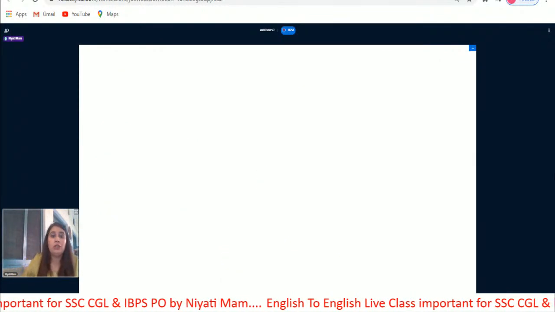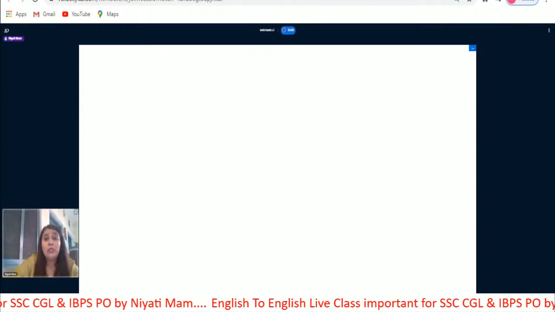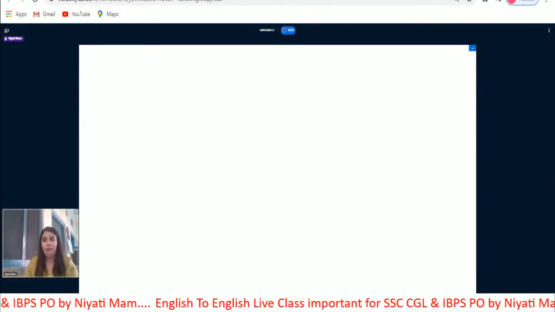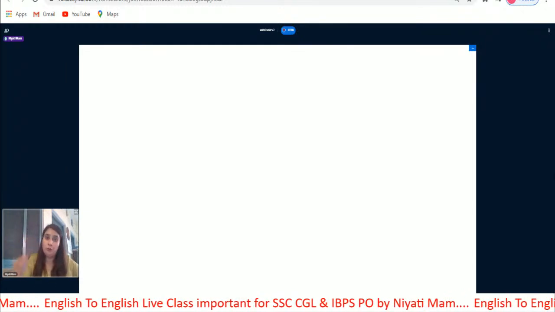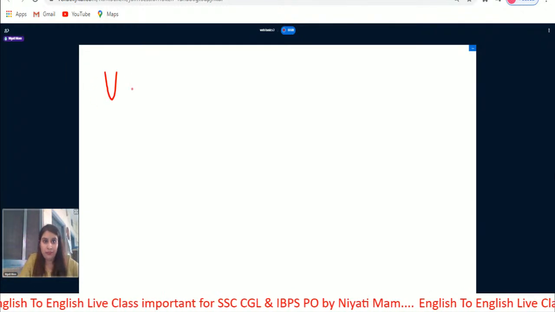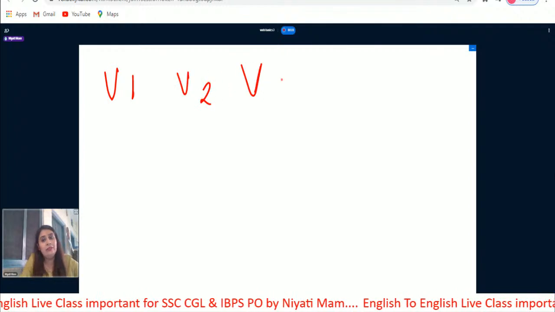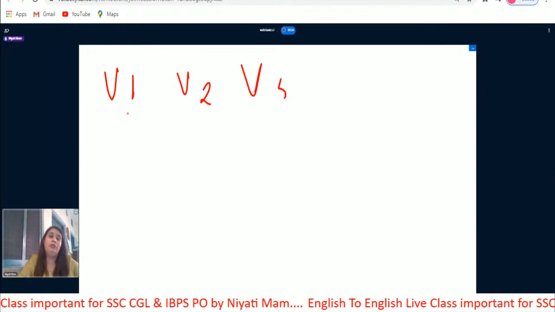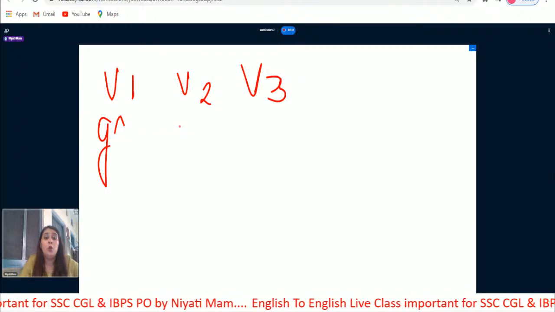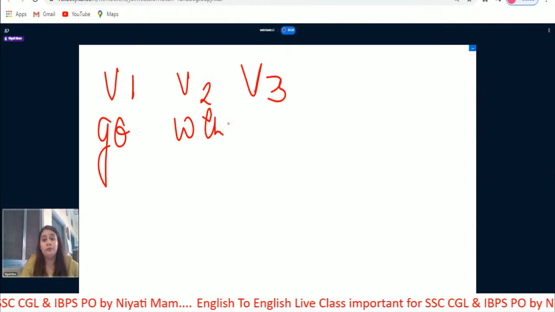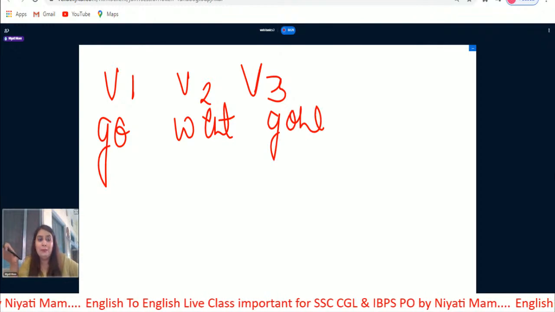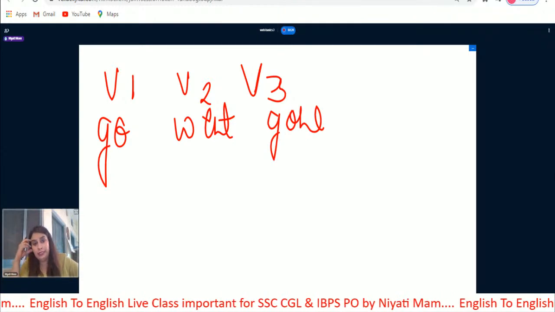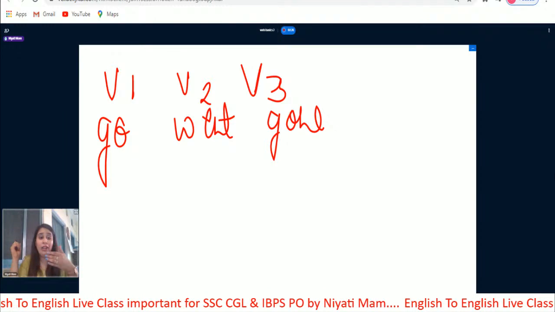What are the forms of verbs? You need to understand first that we have always read in our school time that there are three forms of verbs, that is V1, V2, and V3. So if I talk about V1, V2, V3, then it would be go, went, gone. For the time being, I'm taking go into consideration. So go, went, and gone.